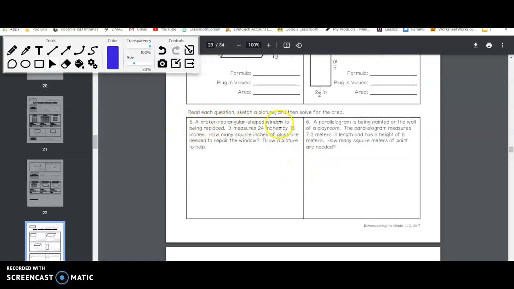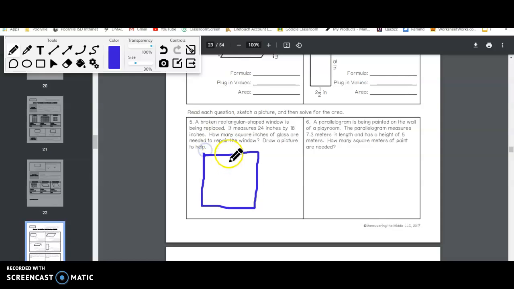Down here, it says a broken rectangle shaped window is being replaced. It measures 24 inches by 18 inches. How many square inches of glass do you need to repair? Draw a picture to help. So, they say you have this window. It's broken. Oh no. It's broken, so we got to replace it. So it says it measures 24 by 18. So we'll say that this is 24 inches, and that this is 18 inches. So now just plug it in and figure it out. Remember, I'm writing this with a mouse, so it's really hard. A equals base times height. This is your base, and this is your height right here.